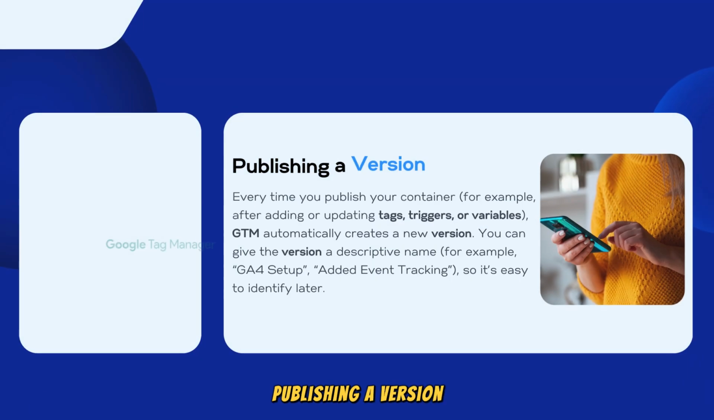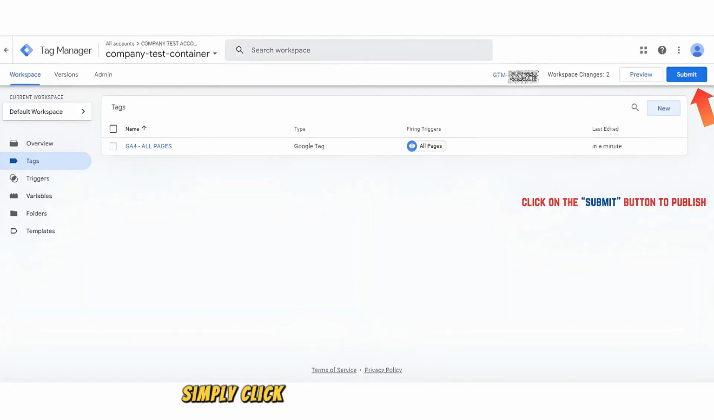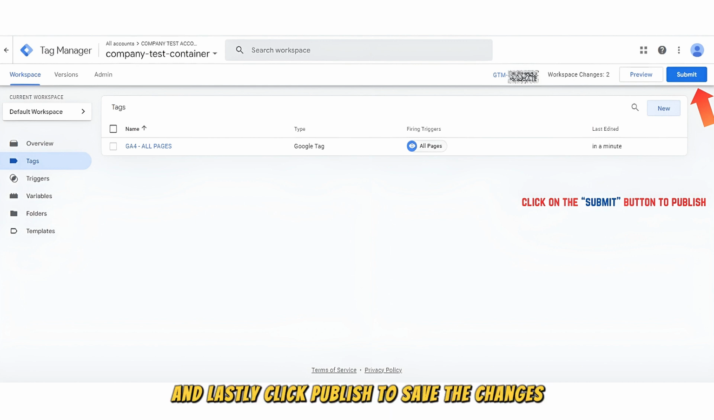Publishing a version. Every time you publish your container, GTM automatically creates a new version. You can give the version a descriptive name, e.g., GA4 Setup, Added Event Tracking, so it's easy to identify later. To publish a version, simply click Submit after making changes. Then enter a version name and optionally a description to help you identify the changes. And lastly, click Publish to save the changes.